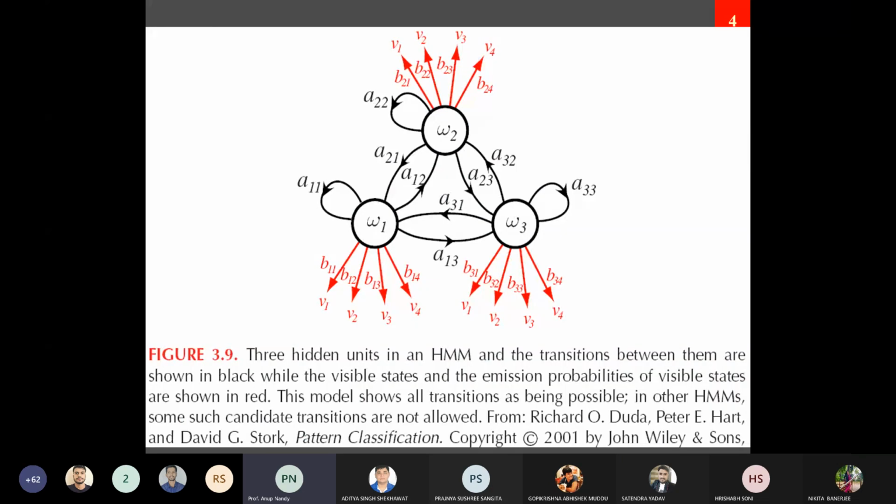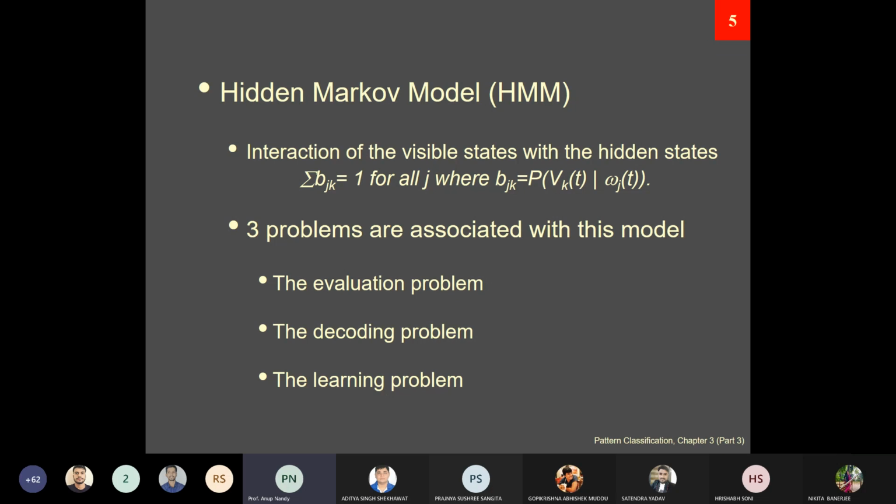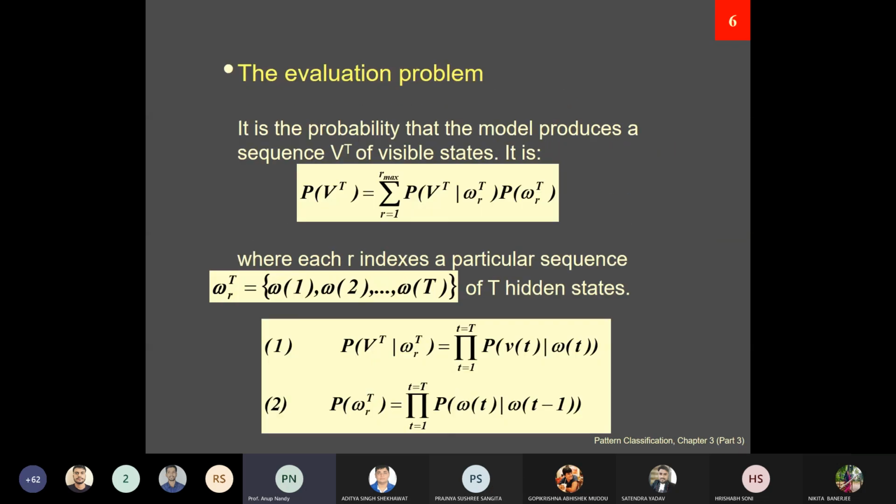These are the things that we have already seen: the hidden units in the HMM and the transitions between them, which we have already explained. This is taken from the Duda book. You can take Bjk is equal to the probability of Vk given Wj at time t. Three problems are associated: evaluation problem, decoding problem, and learning problem. Now I will start each and every problem one by one from tomorrow onwards.